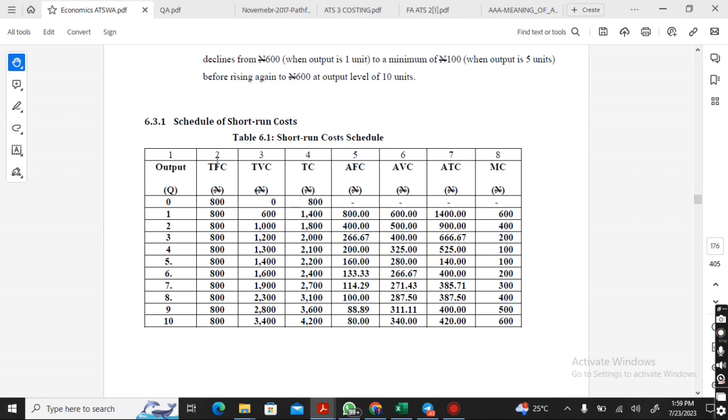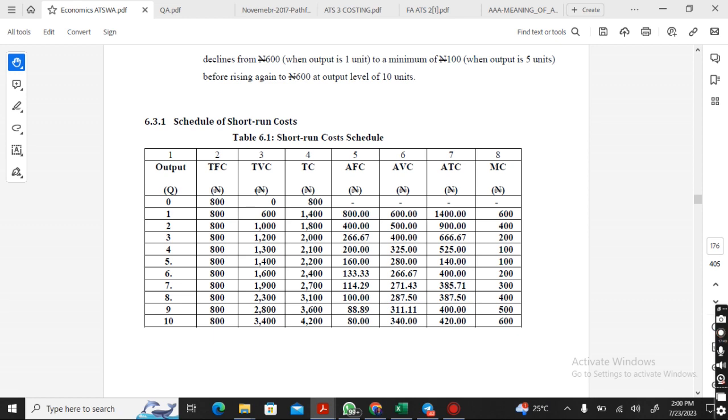So how do you get your average fixed cost? Division of this divided by this, you get this. Average variable cost, division of this divided by this, you get this. That is, if you divide 600 by 1, you get 600. You divide 1000 by 2 units here, you get 500. Now 400 for AVC is here, 2 divided by 3, you have 400, like that.